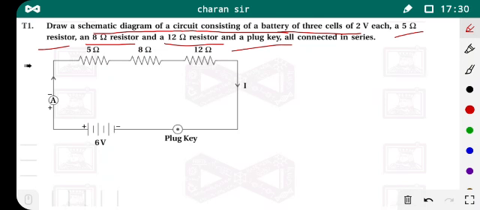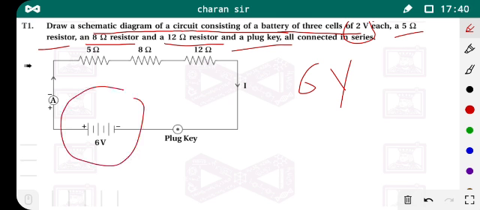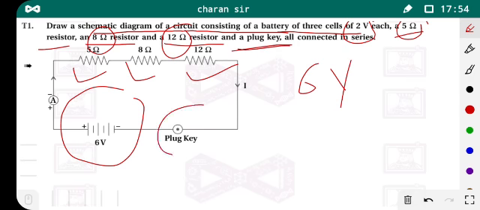First of all, we have been given 3 cells, each of 2 volts. So our battery voltage is 6 volts. First you connect the battery, that is 6 volts. Now you have been given 3 resistors: 5 ohm, 8 ohm, and 12 ohm. You connect the 5 ohm, 8 ohm and 12 ohm in series, and also the plug key. So this is a series connection.